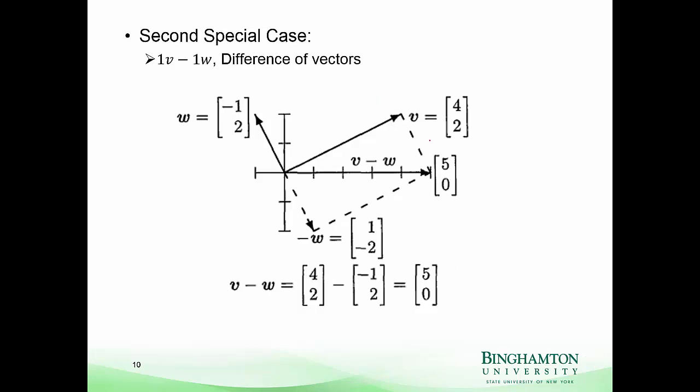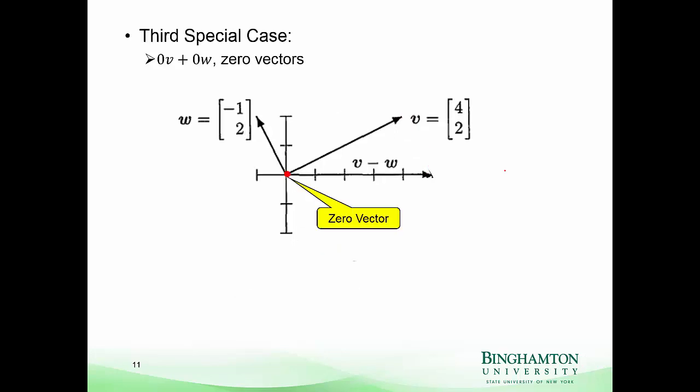Here's our second special case. Remember, subtraction, we can form -w and then add the results. So we're adding along the parallelogram to get out to this, and we get 5, 0. Our third special case, if each vector is multiplied by 0, so 0 times w puts us right at the origin, 0 times v puts us at the origin, and so 0, 0 plus 0, 0 gives us 0, 0, and so we are at the origin. So that's a special case.